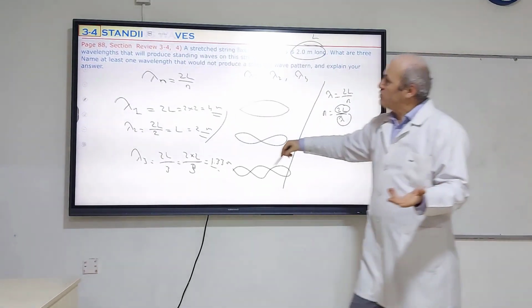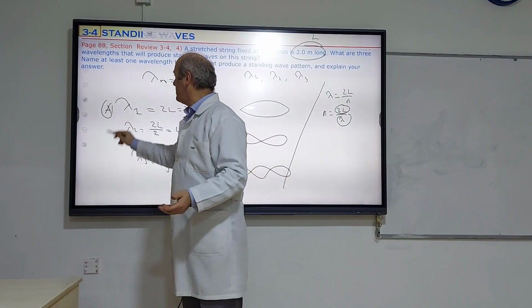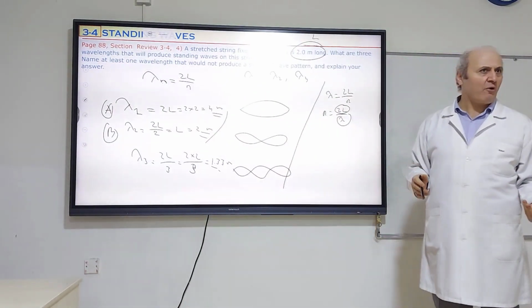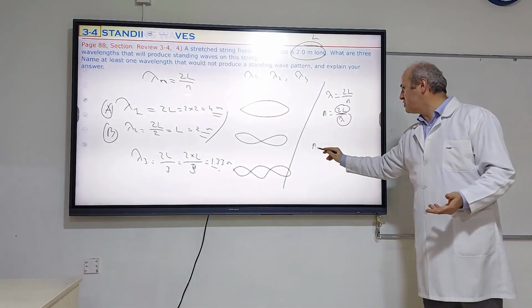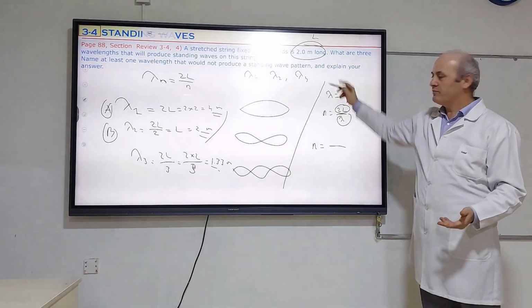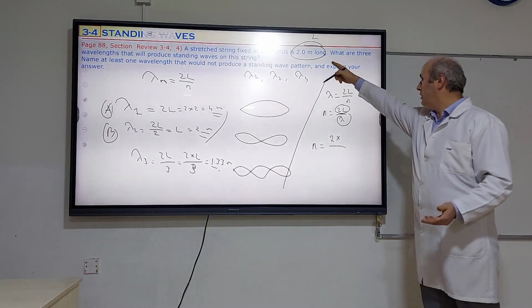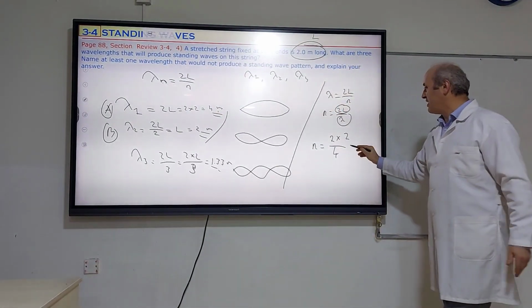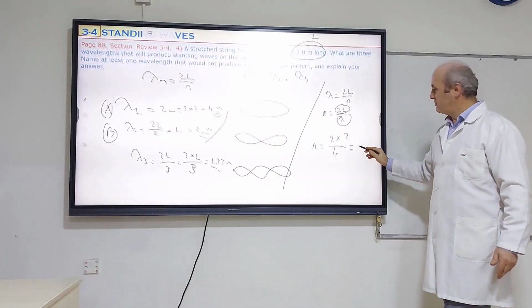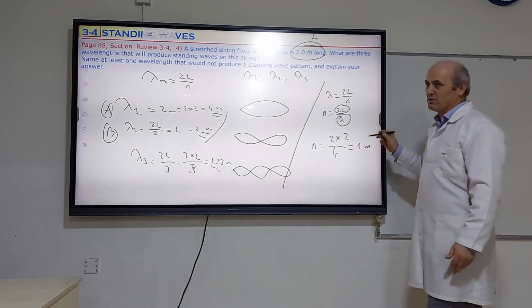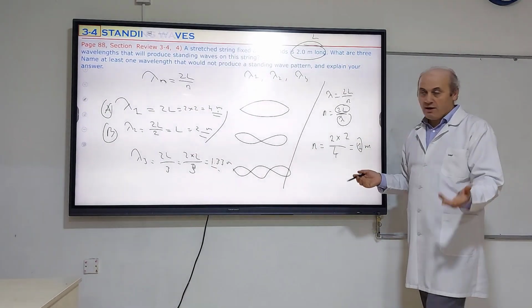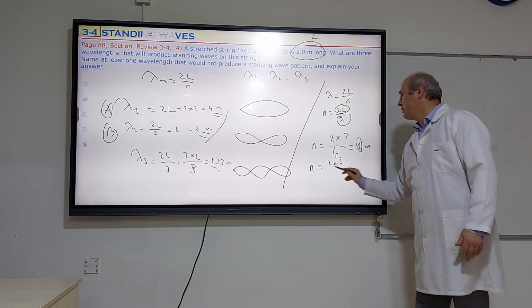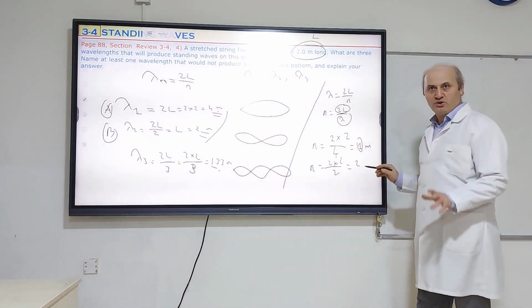For example, if choice A is 4, choice B is 2 for this question. I can understand if they produce a standing wave or not by using this. How? n is equal to 2L over lambda. L is how much? 2 times 2, divided by, what is lambda in choice A? Divide them, is it an integer? Yes, 1. First order standing wave, yes it is. So B, lambda 2. n is equal to 2 times 2 over 2. Second order, it's an integer, it produces.